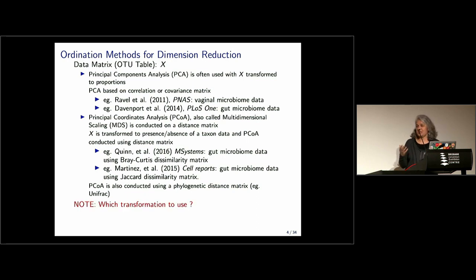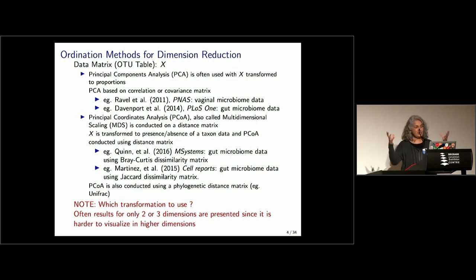So there are a couple of questions that we've sort of wrangled with. The first is, which transformation do you use? Do you keep the counts? Do you change them to proportions? There's a huge literature on people normalizing the data in different ways. And then the other thing is, once you choose your method, you could only really visualize in 2 to 3 dimensions. So people will often look at just 2 to 3 dimensions.